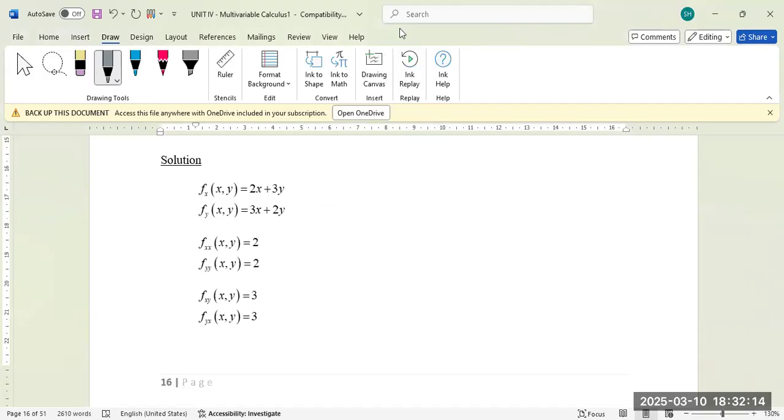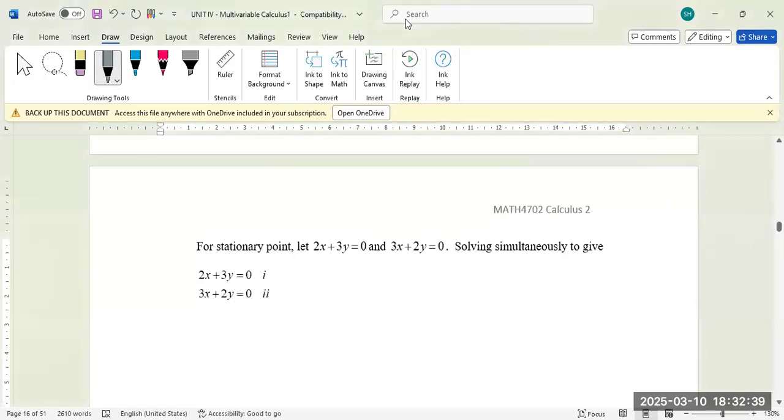All right, and now let me check in. So we're going to set f subscript x of xy and f subscript y of xy equal to 0. So can somebody tell me the simultaneous equations, please? 2x plus 3y equals 0, and 3x plus 2y equals 0. On the screen, everybody has those? Yes, sir.